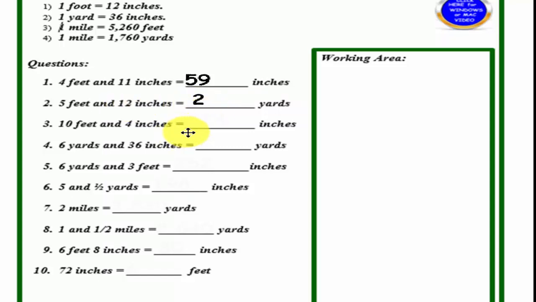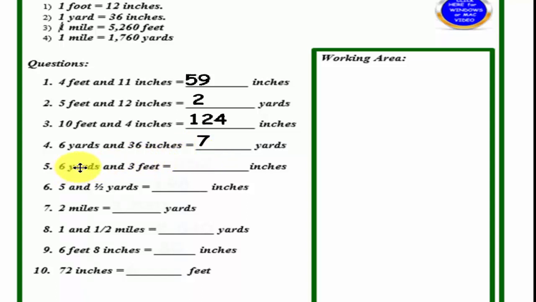Number 3. Here we have 10 feet 4 inches, and how many inches is that in total? Well, we're going to have to take 10 and multiply times 12, which will give us 120. Then just simply add 4 to it, and your answer is 124. Number 4, 6 yards and 36 inches is equal to how many yards? Okay, well, 6 yards we already have, and 36 inches we know is equal to 1 yard, so the answer here is 7. That was a gift.